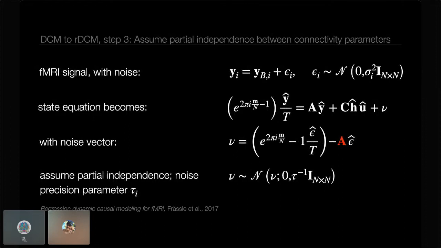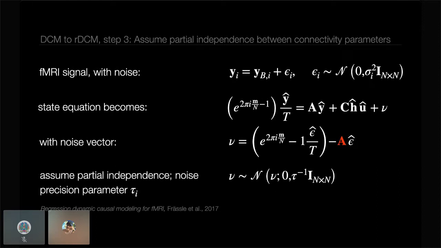So now we need to account for measurement noise. And like in classical DCM, we assume white noise with distinct variance for each region. And the dependence of the noise vector on the endogenous connectivity parameters, or the A matrix, is actually going to make derivation of the likelihood function difficult.